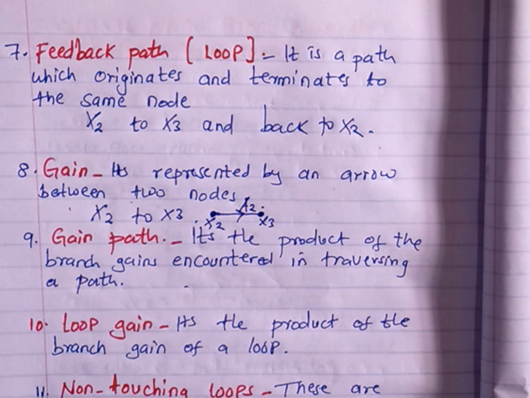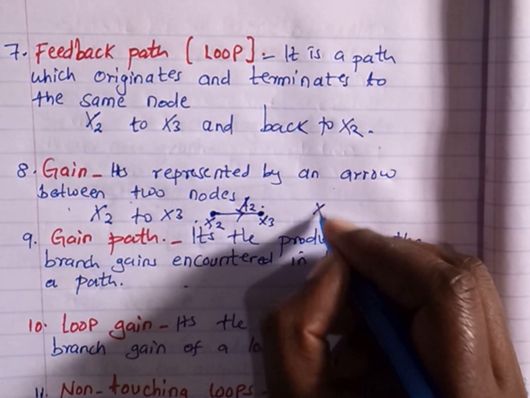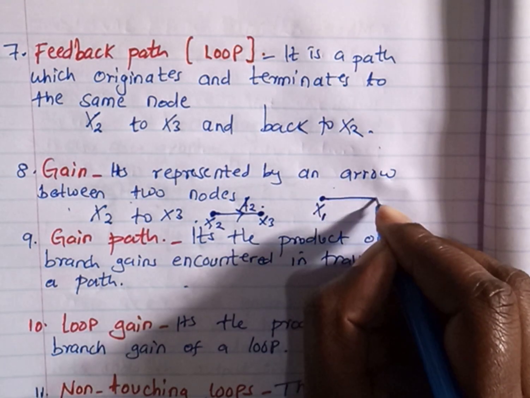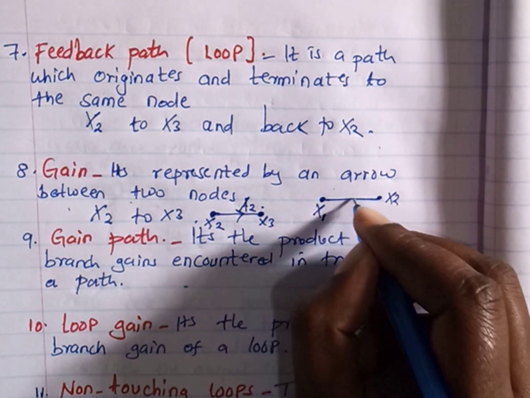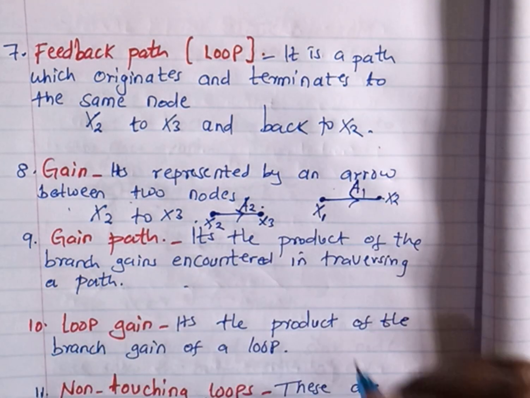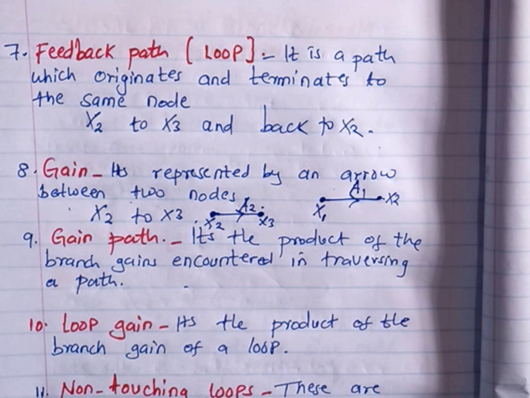So I can still have from x1, this node here, to x2, a gain in between the two nodes, and the gain is a1. That's what we call a gain. It is always between two nodes, and then we have to indicate the arrow to show the direction.